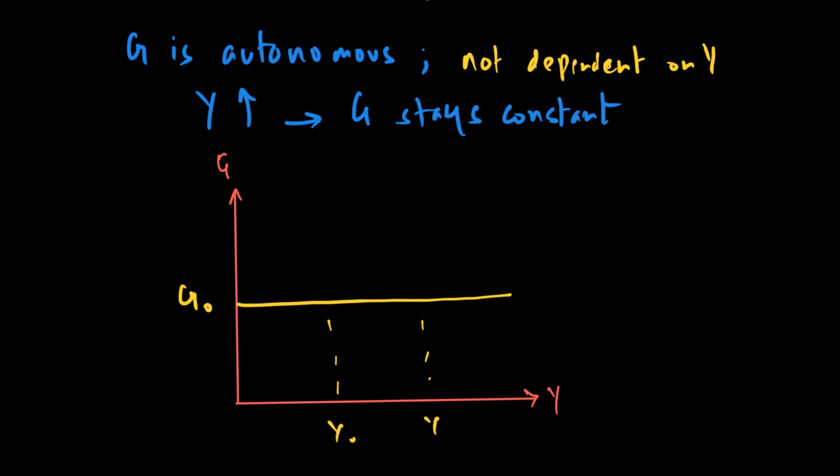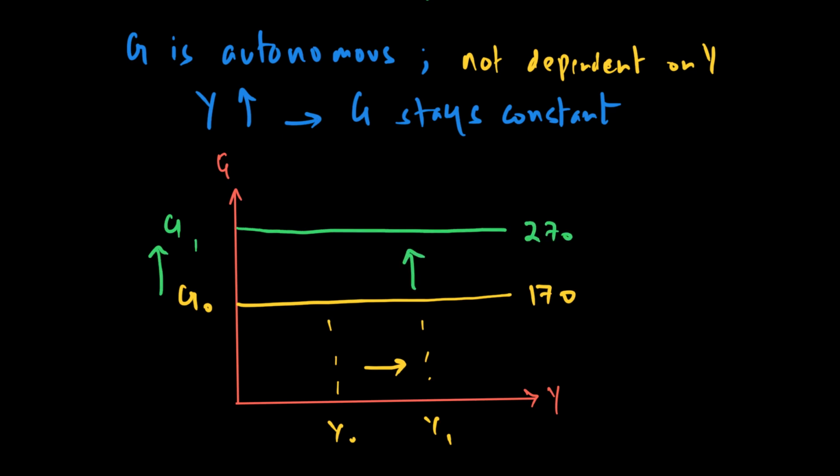And let's assume government expenditure in our model to be 170. So even though my GDP may change, my government expenditure may not. The government decision to change government expenditure can happen, but if it does happen, it will happen for all levels of income. So something like this, where G0 to G1, government expenditure may change from, let's say, 170 to 270, and if this changes, it changes for all levels of income.